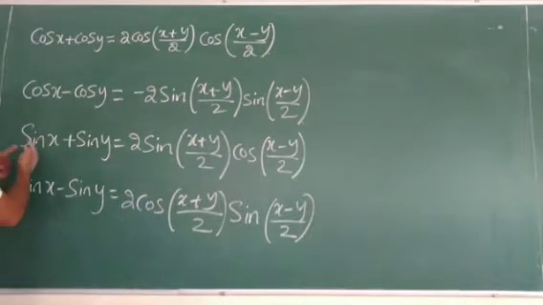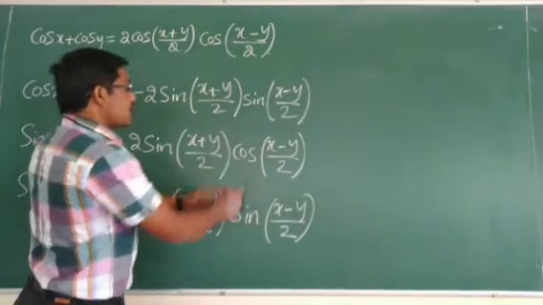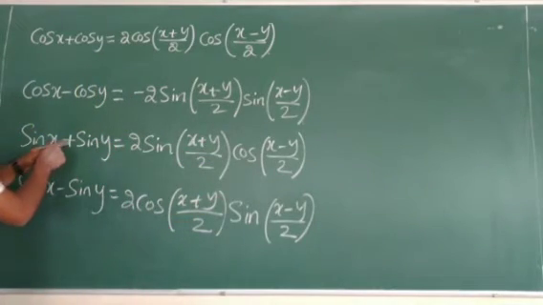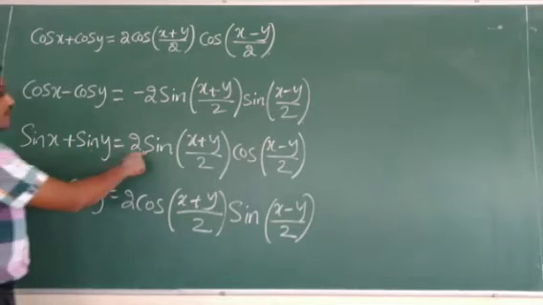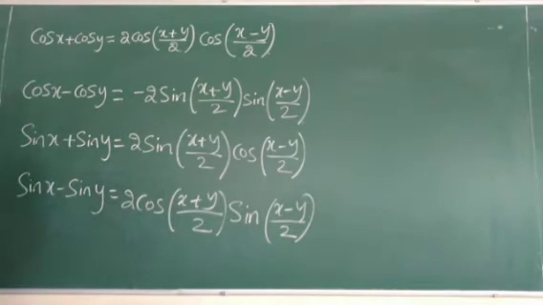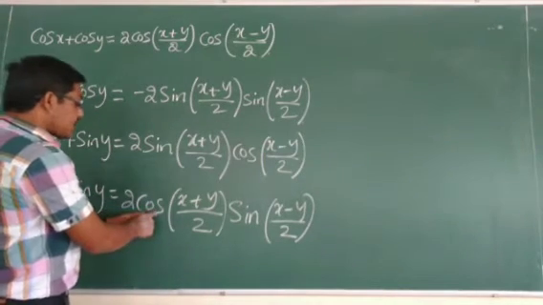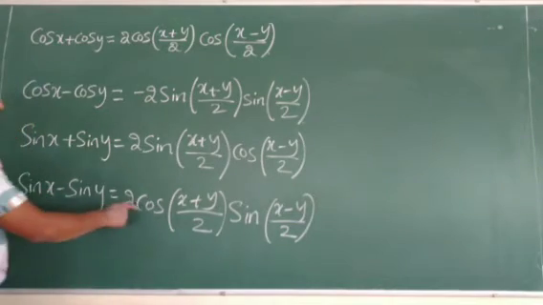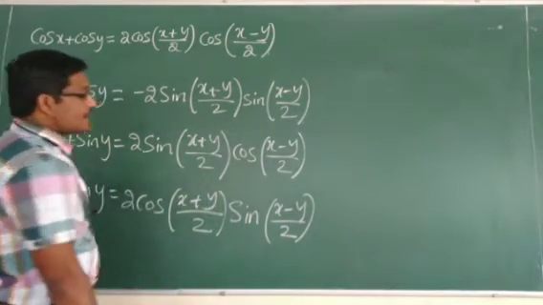Now when it is sin plus sin, we have one sin, one cos. When it is sin plus sin, first you get sin, then you will get cos. And when you have sin minus sin, with the minus here, first you get cos and then you will get sin.